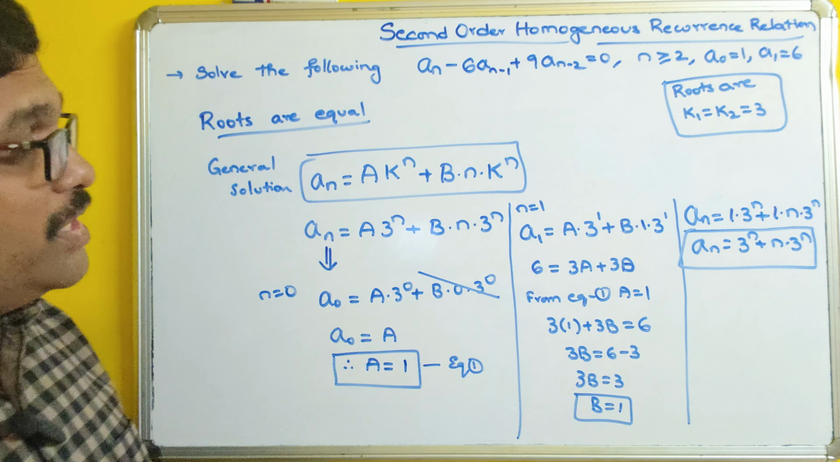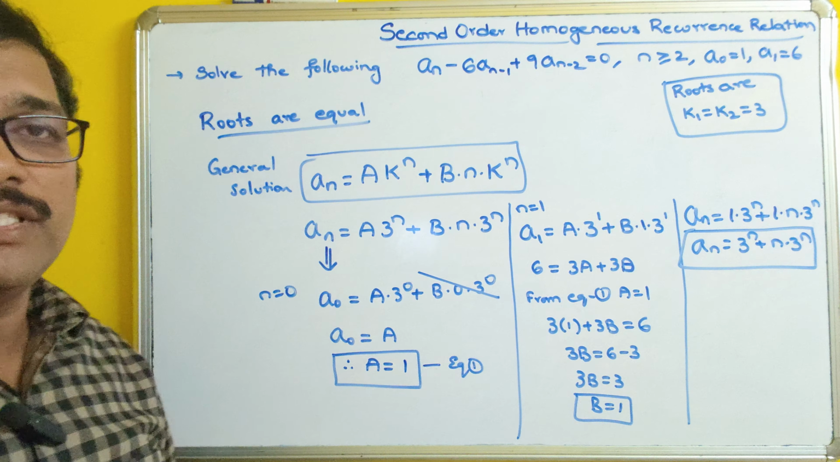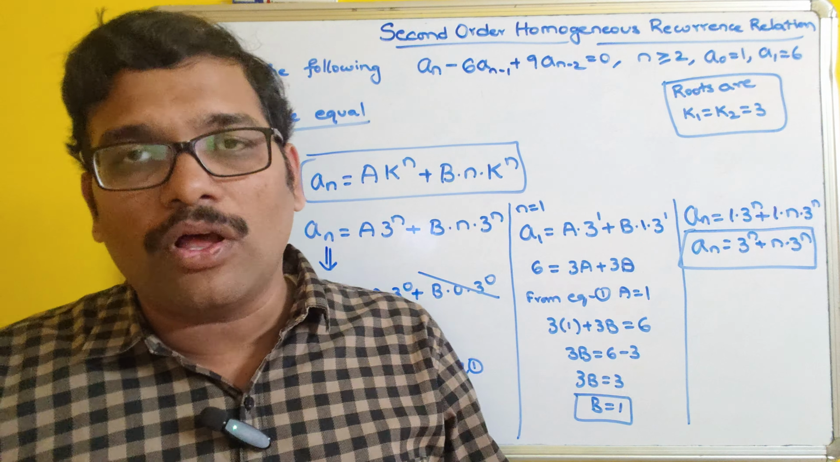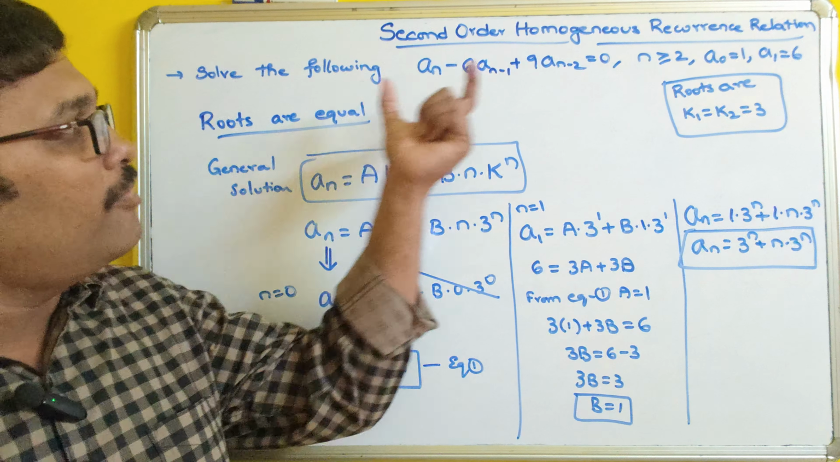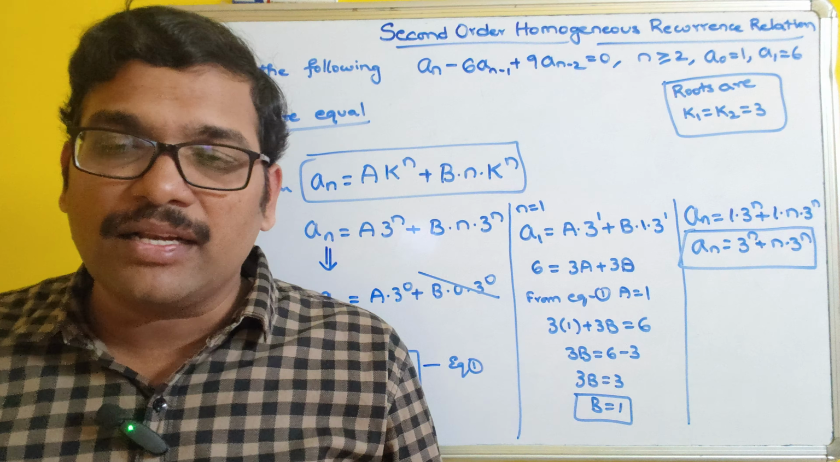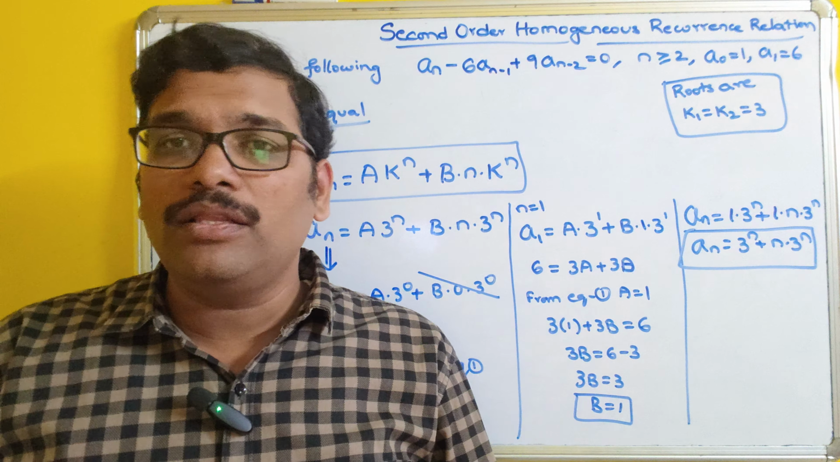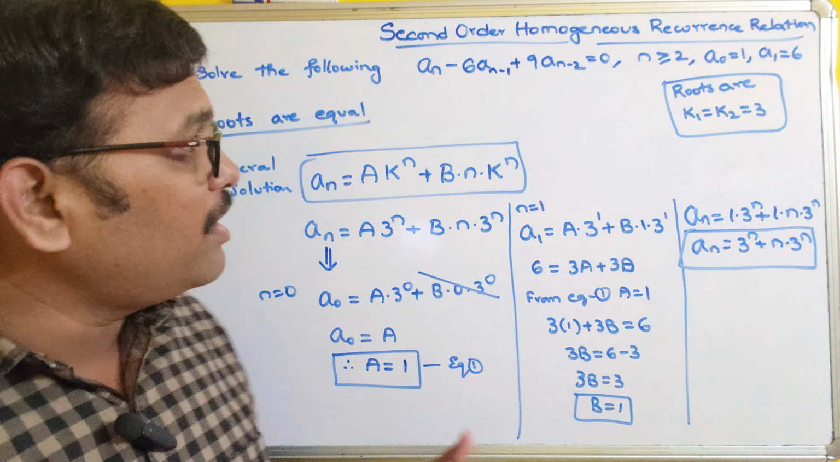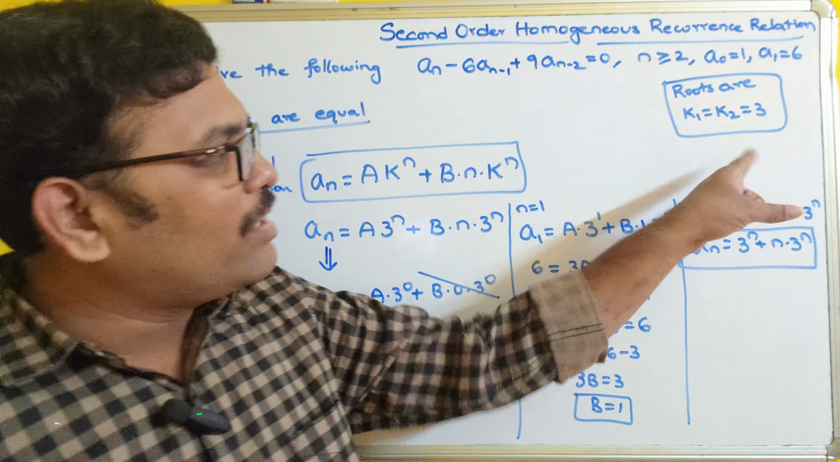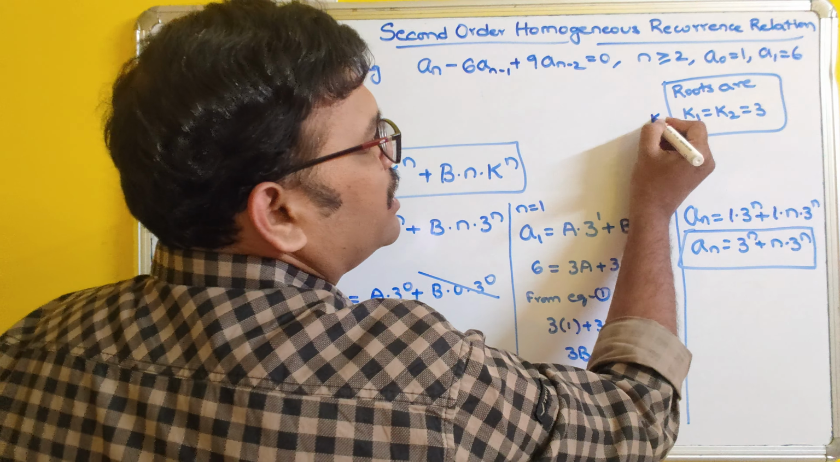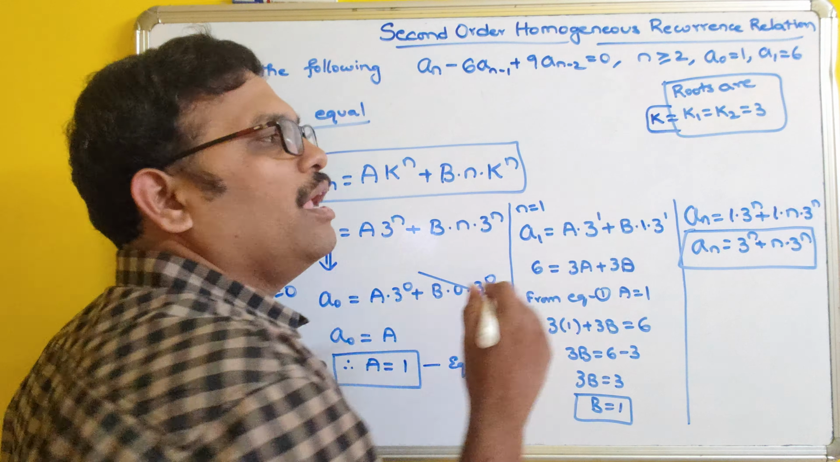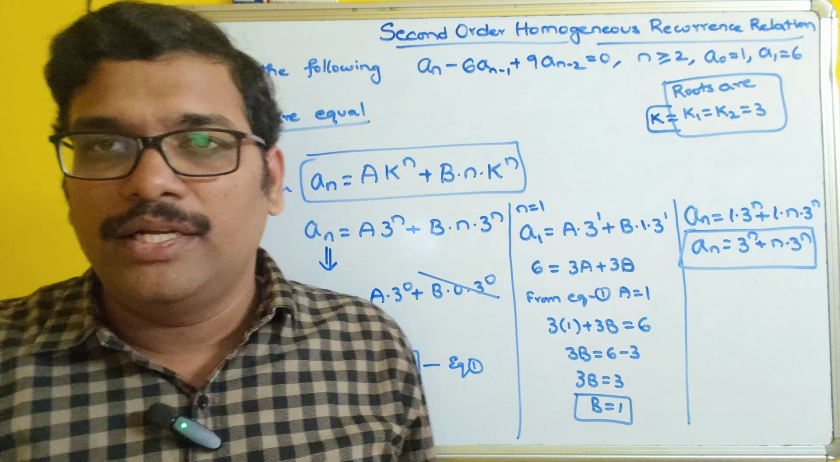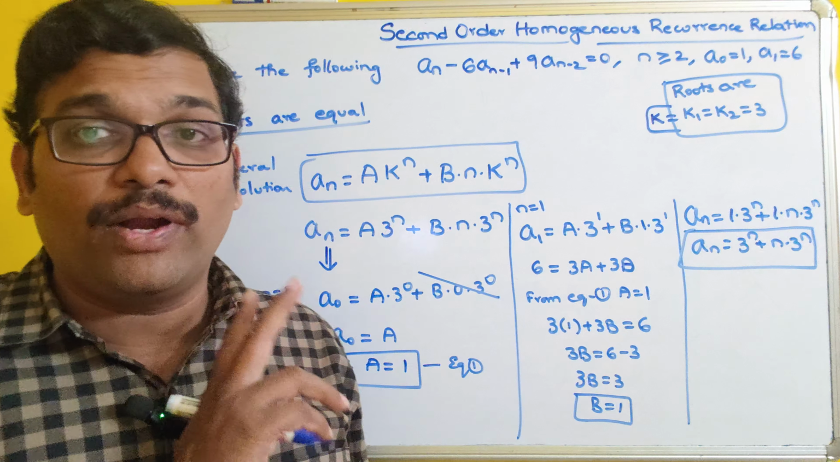Okay, so hope you understood. This is the second case. In our previous session, we also solved one problem of second order homogeneous recurrence relation, but there we got distinct roots. But here the roots are equal, so this becomes a single k: k1 is equal to k2 is equal to 3. There are two roots because it is a quadratic equation.